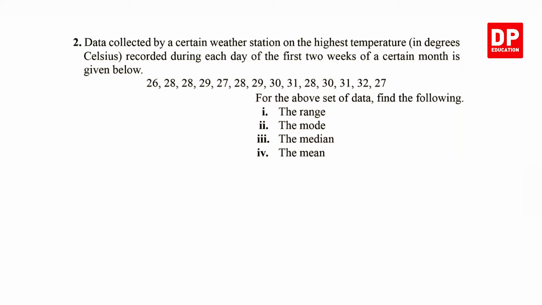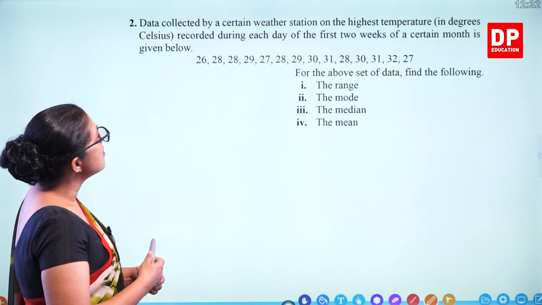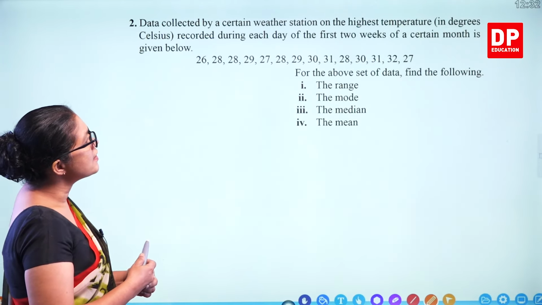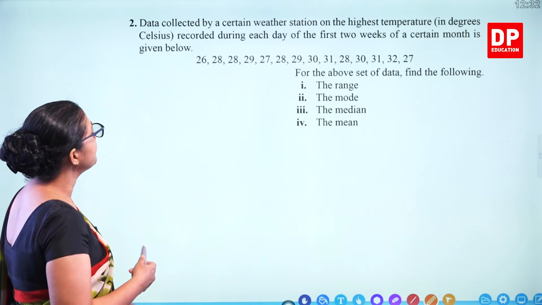Question number 2. Data collected by a certain weather station on the highest temperature in degrees Celsius recorded during each day of the first 2 weeks of a certain month is given below. For the above data set, find the following: the range. So this is not in order.